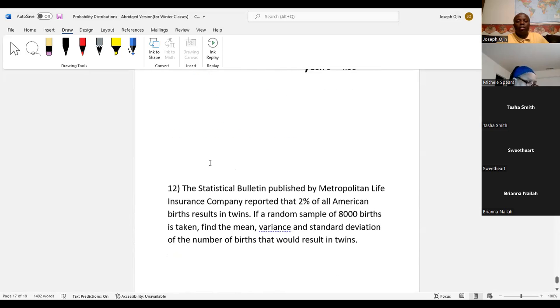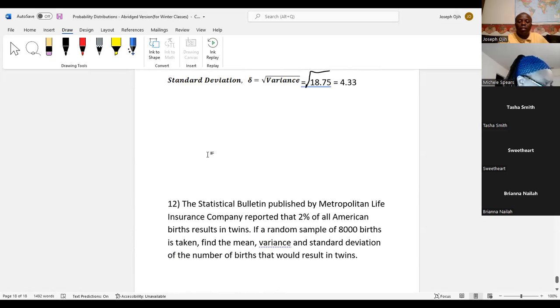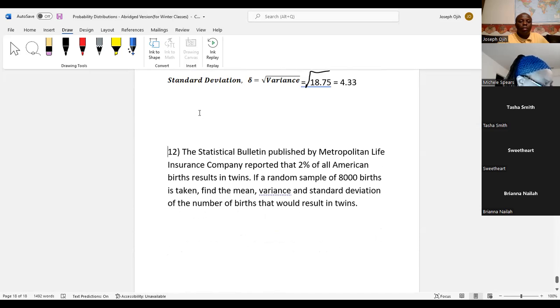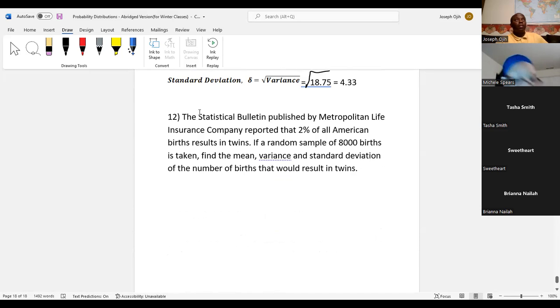Let's look at the application of this. Just one example, and it's the same thing that we just did. The statistical bulletin published by the Metropolitan Life Insurance Company reported that 2% of all American births result in twins. If a random sample of 8,000 births is taken, find the mean, variance, and standard deviation of the number of births that will result in twins.